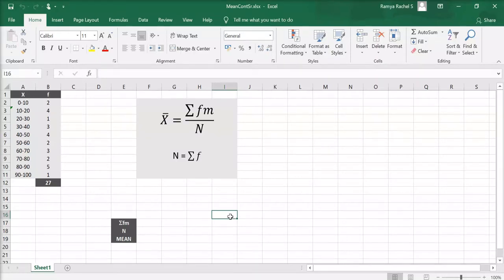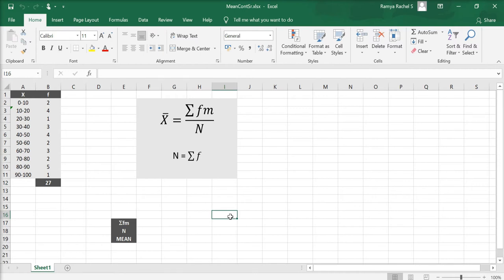Let's look at how to calculate the mean when there's a continuous series. In a continuous series, we have x as class intervals within which the students have scored marks. F is the frequency or the number of students which have scored marks within the class intervals.